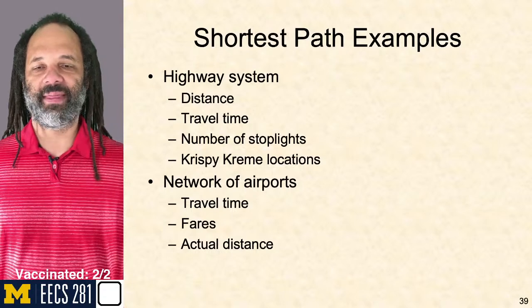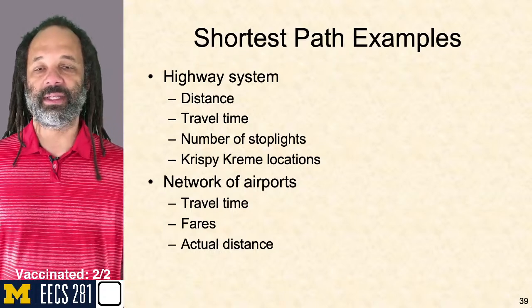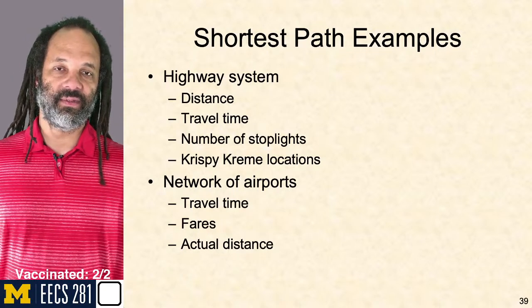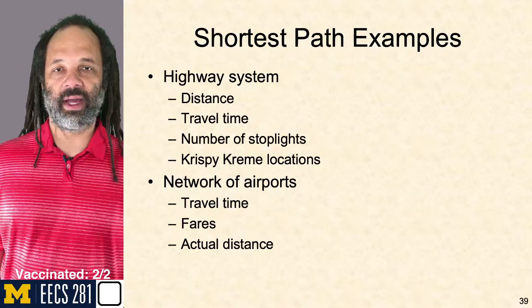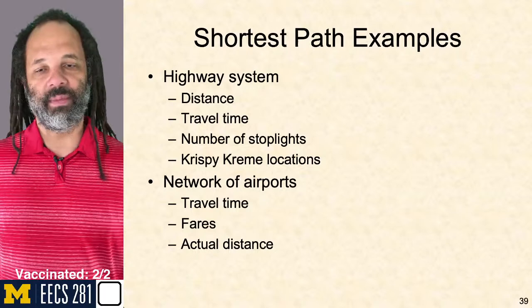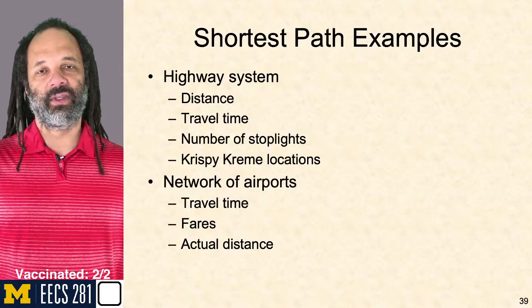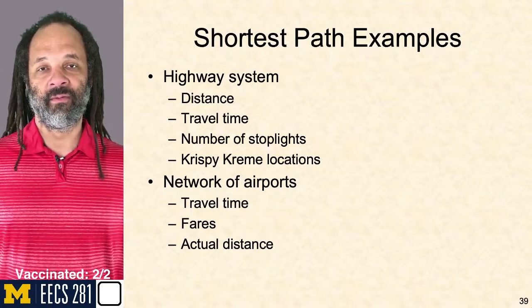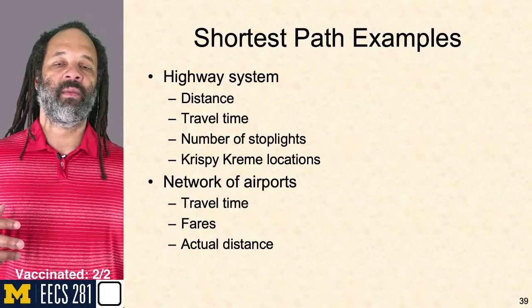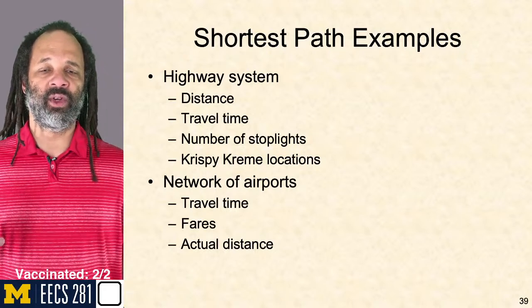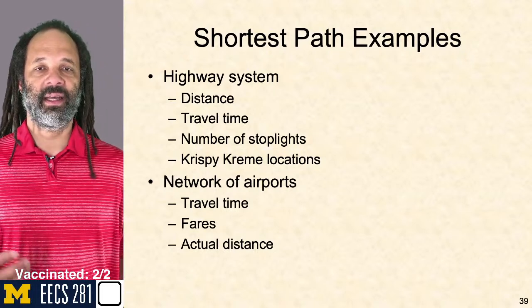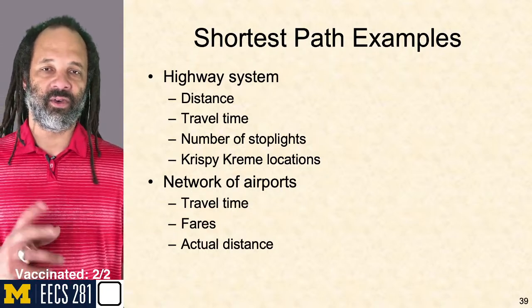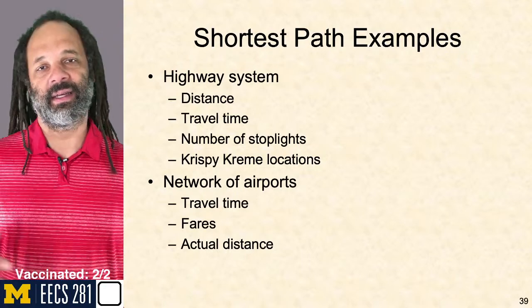Some shortest path examples might be something on the highway system. You might be trying to find shortest path by distance. You've seen that on your apps. Normally you try to get from point A to point B. You'll have the option of saying, well, this way is shorter, this way takes less time. That's a different version of shortest path. One that might be important is reducing the number of stoplights. If you're helping a delivery service, time where your drivers are sitting at stoplights is less effective.